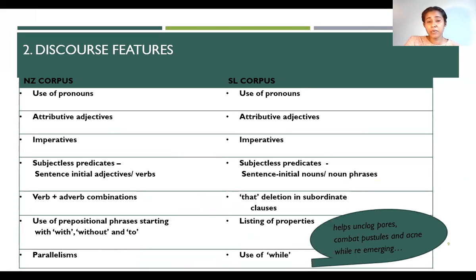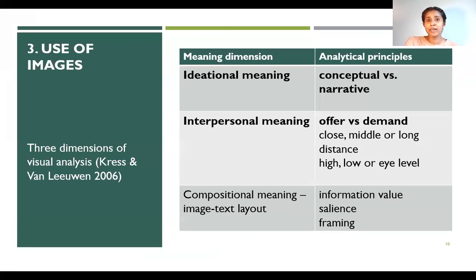Okay, now let us look at the third and last question that I investigated: whether there is any difference in the use of visuals or the use of images. Kress and Van Leeuwen proposed that we investigate three types of meaning when exploring visual meaning. Today, however, I shall be discussing findings from the analysis of the ideational and interpersonal meanings.